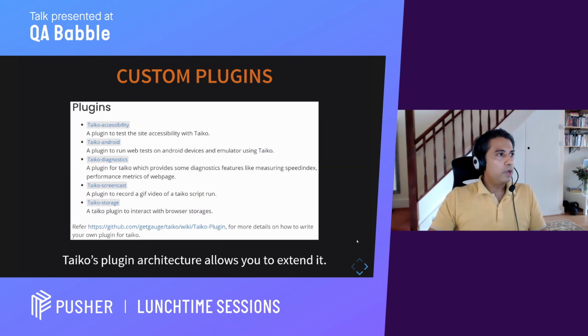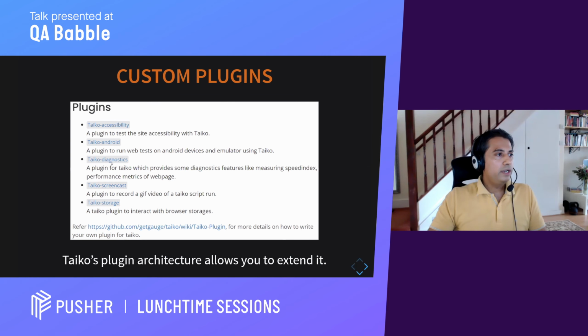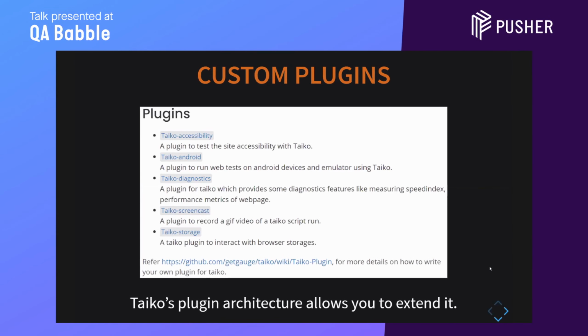It also has a lot of plugins. So you have plugins for accessibility, Android diagnostics, screencasting, storage, and many other plugins. So that's also quite good, because then you can extend the features and functionalities of Taiko with all these plugins. So that's again a good thing. Plus, all these plugins are also open source and available via the npm JS website.